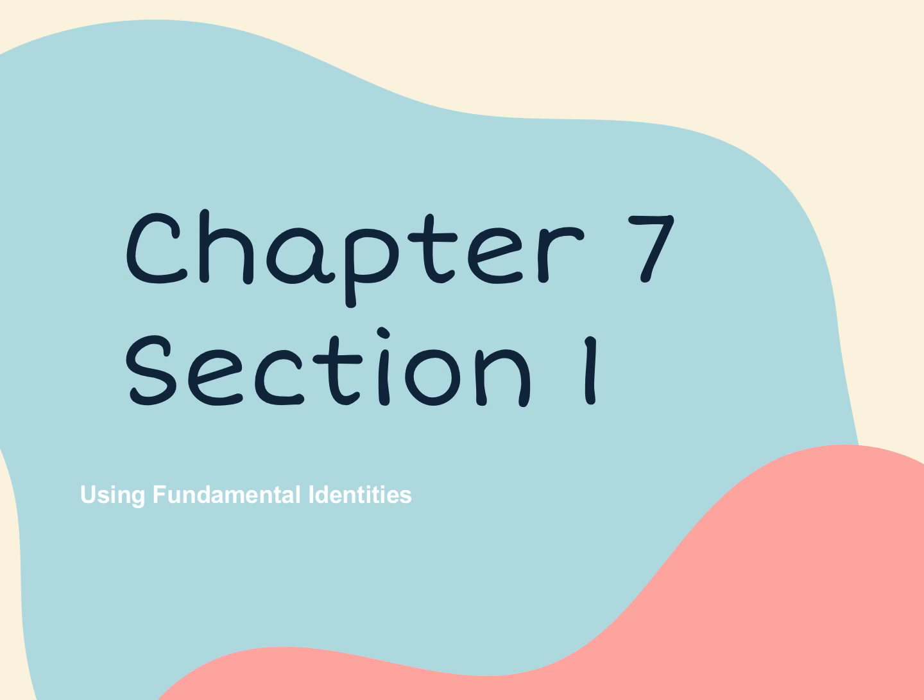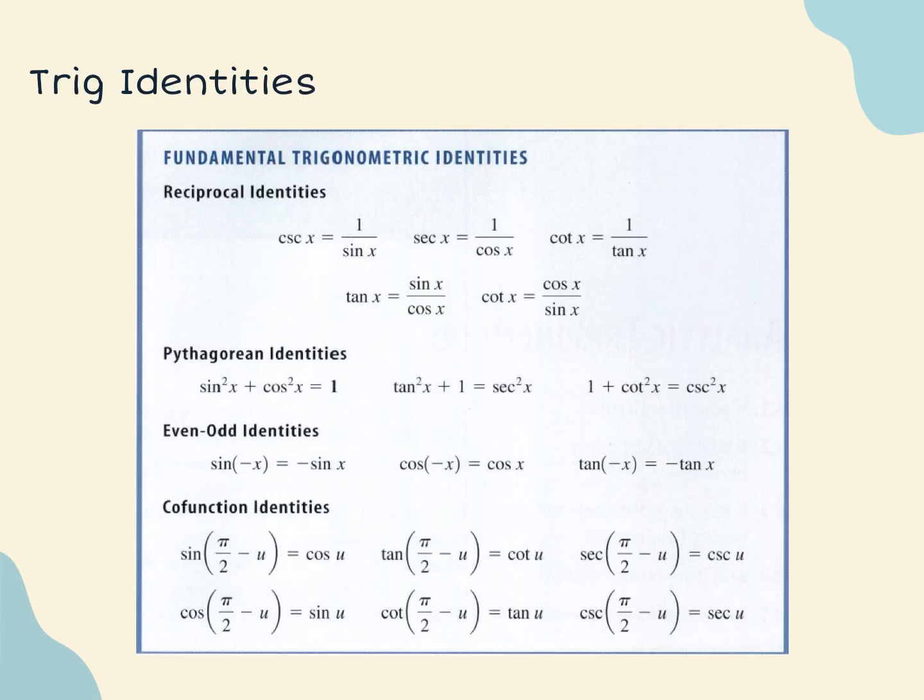So in this section, chapter 7, section 1, we're going to be using our fundamental identities. This is where we're really going to start working with these trig identities and showing you all the things you can do with them and how to solve problems with them. So we start out with our identities, right?